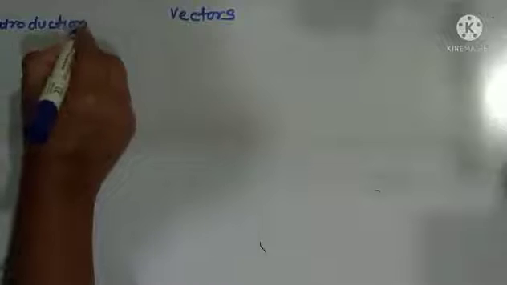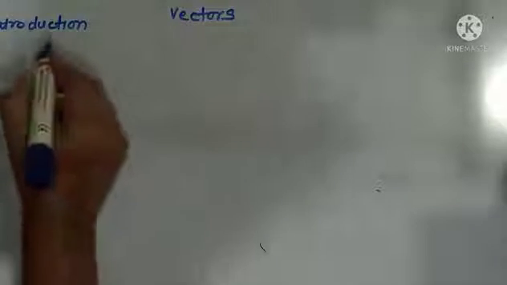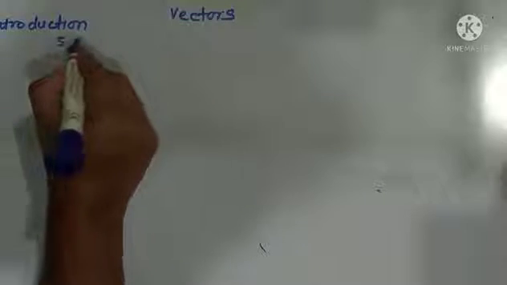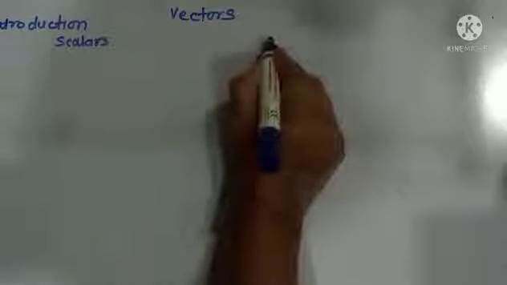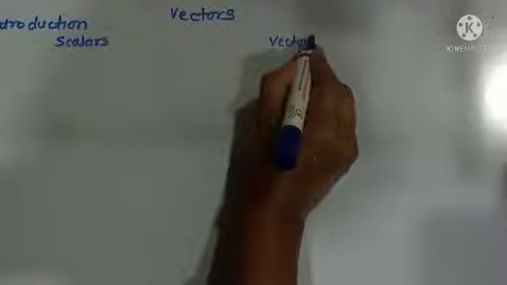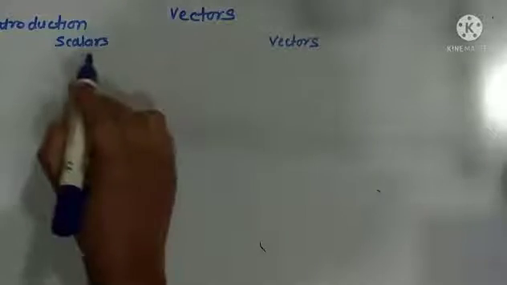So let us have the introduction of the vectors. First, let us see the difference between the scalars and vectors. In physics, there are two types of physical quantities called a scalar and a vector.